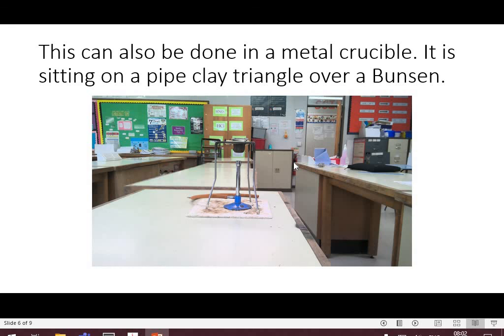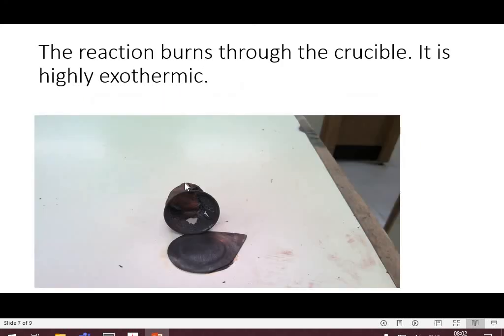Now once it's done in class, when you're heating up the copper oxide and magnesium powder, that's what actually happens to the crucible. It burns through because it's such an exothermic reaction, and you can see the lid is there and the crucible has been burnt through. You can see the copper being produced there, and there's some white magnesium oxide there as well.